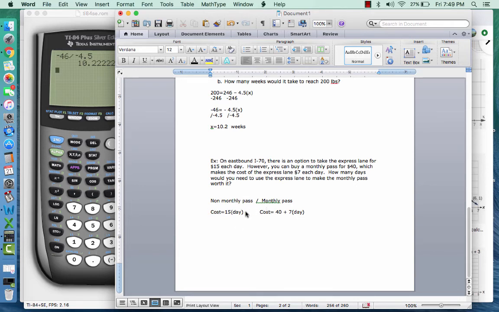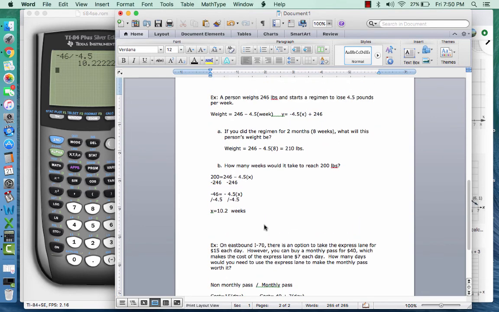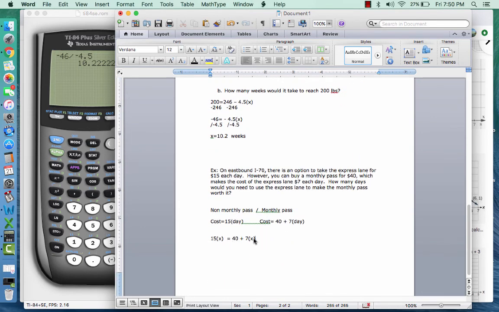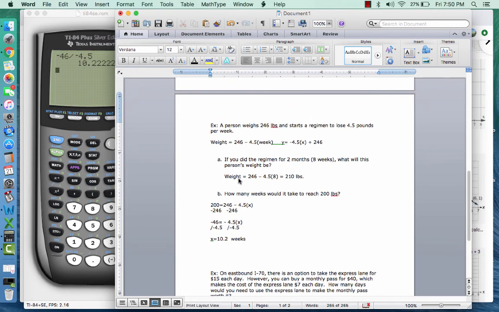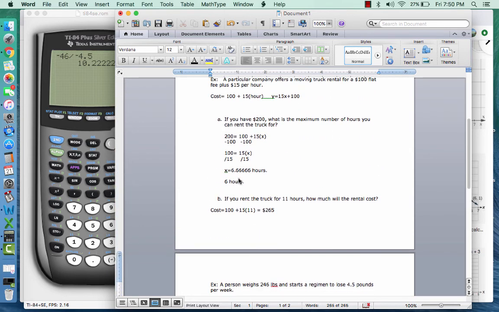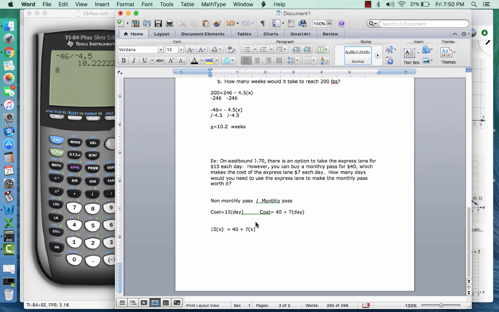I want to know the number of days, so I'm going to replace that with x. I'm going to do 15 times x, that's the left plan, equal to the right plan of 40 plus 7 times x. Now, what's different about this equation versus the previous ones is that x is on both sides of the equation. That did not happen in the earlier ones, where it was just a number on one side and x on the other. This time, the first step is different. We have to get x on one side of the equation.